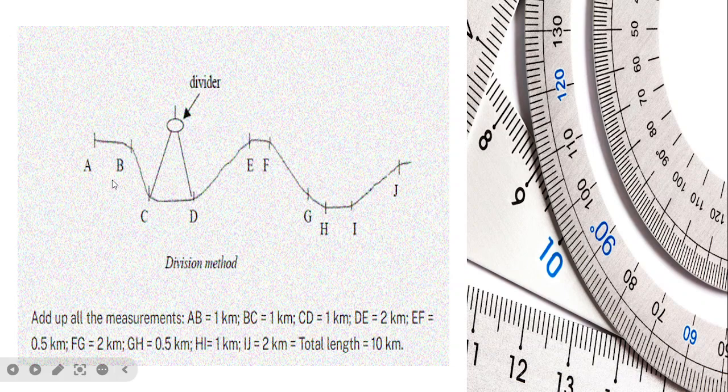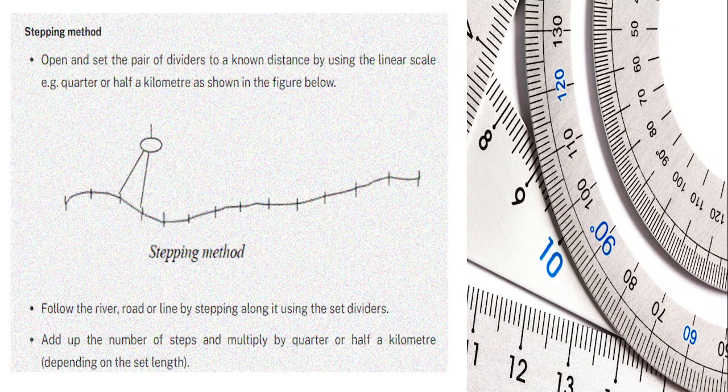After putting them on the actual scale, we get that AB is 1 kilometer, BC is 1 kilometer, CD 1 kilometer, DE 2 kilometers, EF 0.5 kilometer, FG 2 kilometers, GH 0.5 kilometer, HI 1 kilometer, IJ 2 kilometers. Now after obtaining these precise measurements of all these sections, we just add them all up and we get the total length, that is 10 kilometers. Hope that's clear.